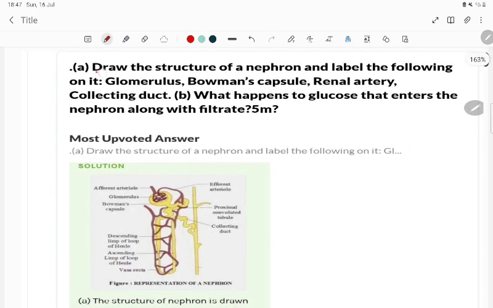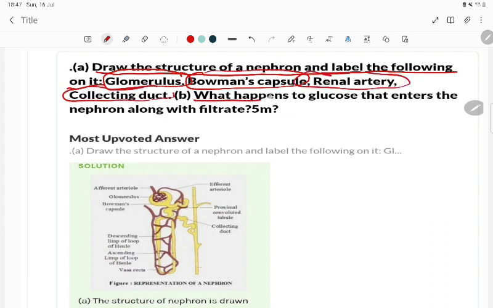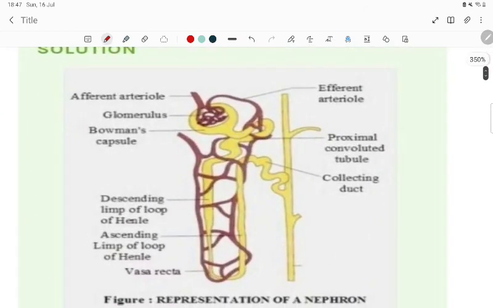Okay, the problem is: draw the structure of nephron and label the following on it. First one is glomerulus, Bowman capsule, renal artery, collecting duct. What happened to the glucose that entered the nephron along with the filtrate? Okay, this is the 5 mark question, students. How can you answer? So first of all, we are drawing the diagram.